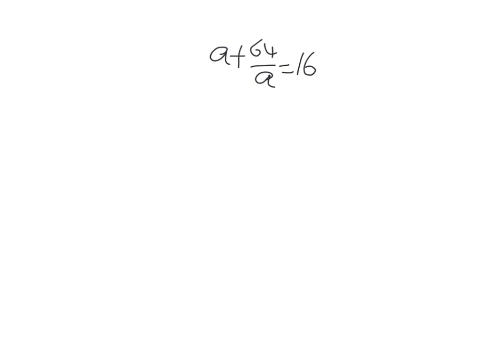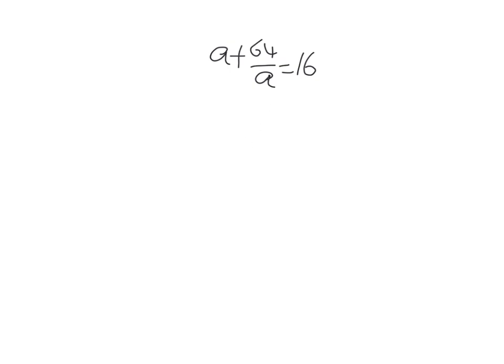Question 1. Solve for A. You are given the equation A plus 64 over A equals 16. What you have to know about this equation is that you have A here as a lowest common denominator, right? Because if I divide by 1 on this A and divide by 1 on the 16, the lowest common denominator is still going to be 1, right?